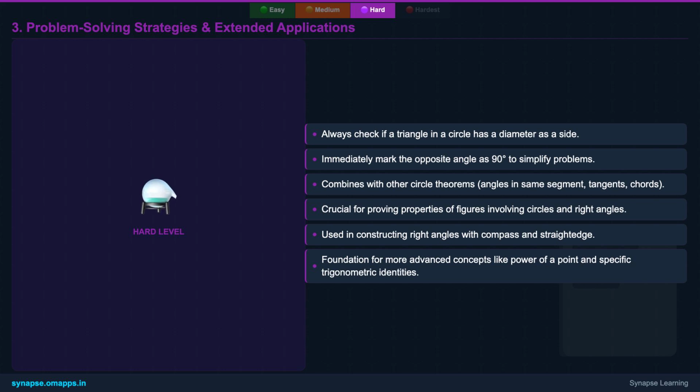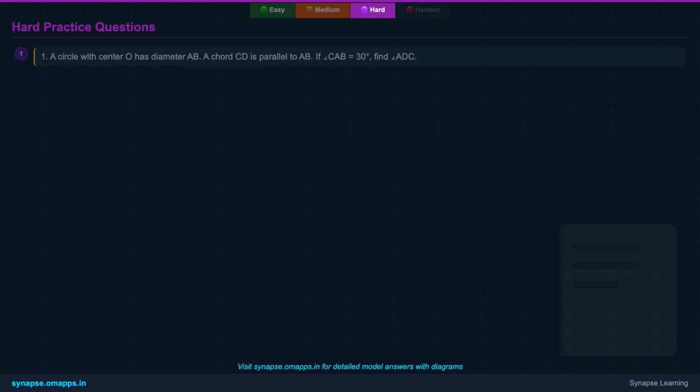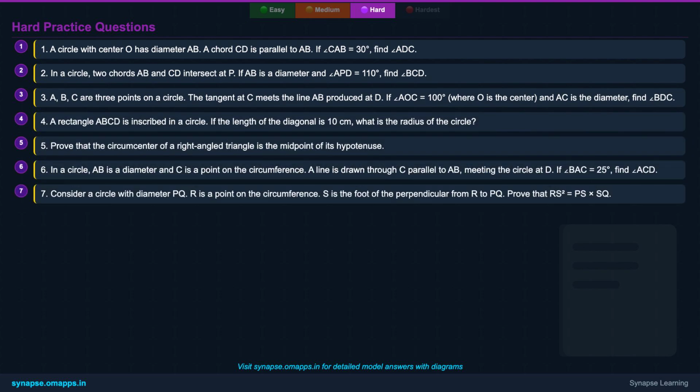Furthermore, it has extended applications in more advanced geometric constructions, for example, in accurately drawing tangents to a circle from an external point or proving properties related to the power of a point. Mastering this theorem means you're equipped with a powerful tool for intricate geometric analysis. Alright, it's time for the hard level challenge.